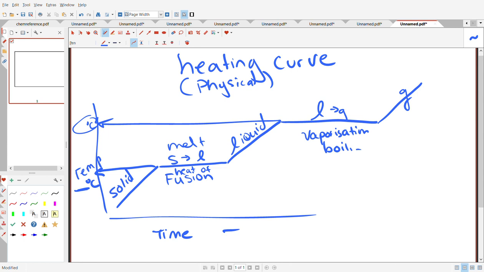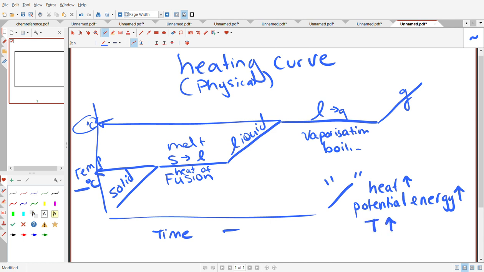Anyway, during this heating curve, I always say during a diagonal, you're adding heat. So potential energy, that's stored energy, it has the potential to do something. Potential energy is going to go up because you're adding heat, and then the thermometer is moving. So the temperature is moving here. That's why this is temperature, so you see the numbers are going up.